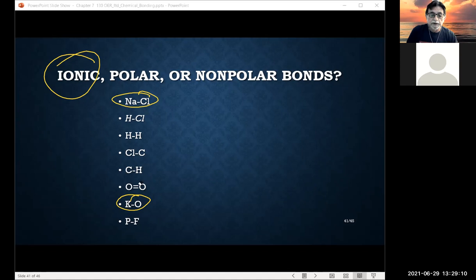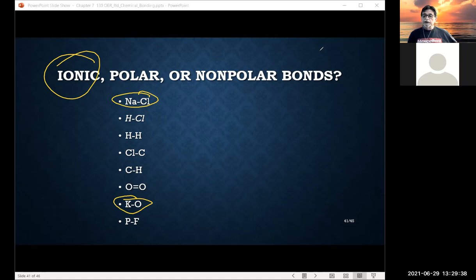Let me clear this up, it got messed up a little bit. The ionic bonds are circled in yellow, okay? Because that is a combination of a metal and a nonmetal. That means everyone else must be covalent.